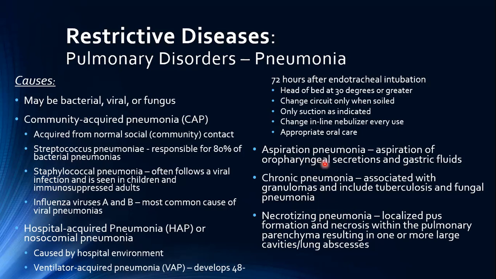All right. Aspiration pneumonia, we talked about that, when you get gastric fluids into the lungs. Necrotizing pneumonia is from localized pus formation and necrosis within the pulmonary parenchyma. So it's just nastiness, right? With pneumonia, you don't have to know all these different types. Just know that pneumonia is a pulmonary category of restrictive diseases, right? You have ARDS, you have pneumonia, okay? We talked about pulmonary edema first, then we talked about ARDS, now we're talking about pneumonia. Those are three of the pulmonary restrictive diseases, okay?